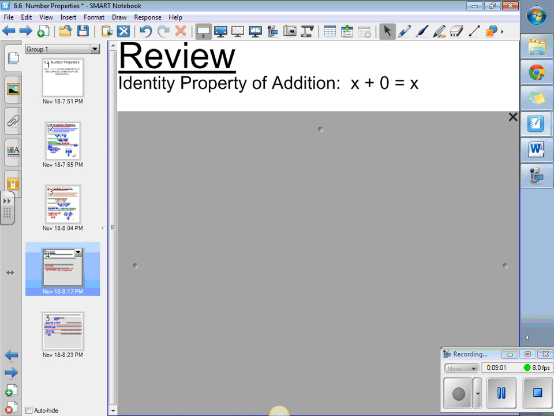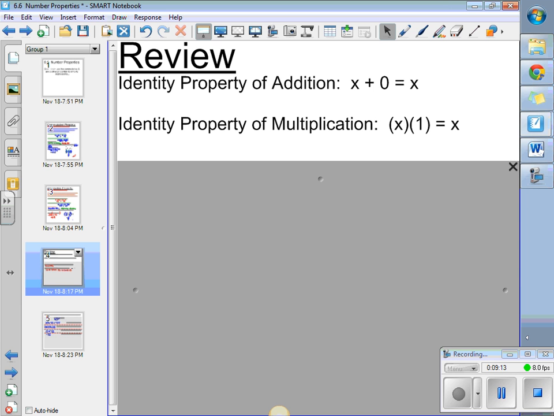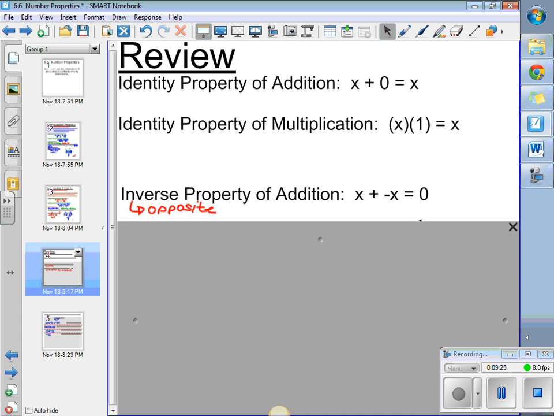So the identity property of addition is x plus 0 equals x. So we didn't change its identity by adding 0. Identity property of multiplication. Again, we're not changing the identity. X times 1 equals x. The identity did not change. I always kind of think of this as the superhero property. The identity does not change.